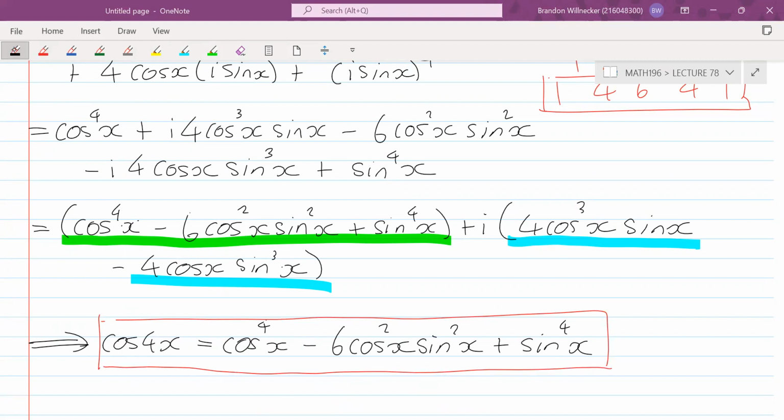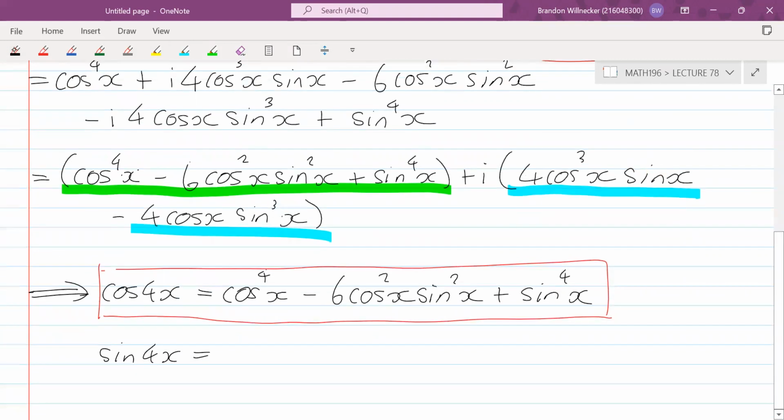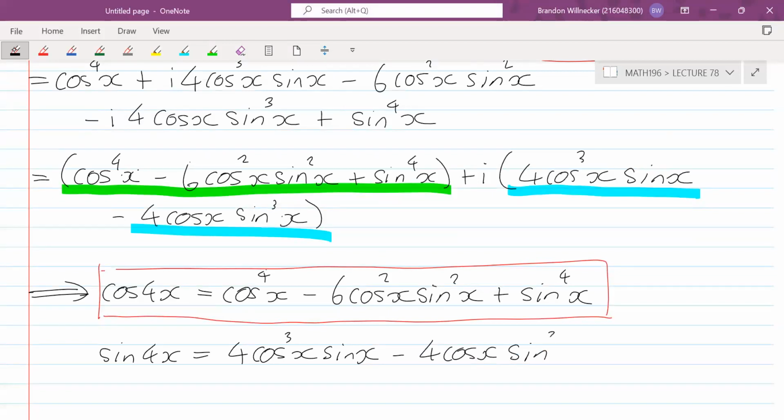But like I said before, we do get 2 for 1. So we could write sine 4x. It's not needed because it wasn't asked, but we can write sine 4x is equal to 4 cos cubed x sine x minus 4 cos x sine cubed x. Okay, so that's just a bonus that we get.